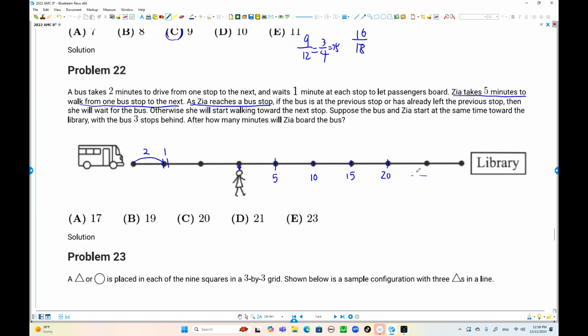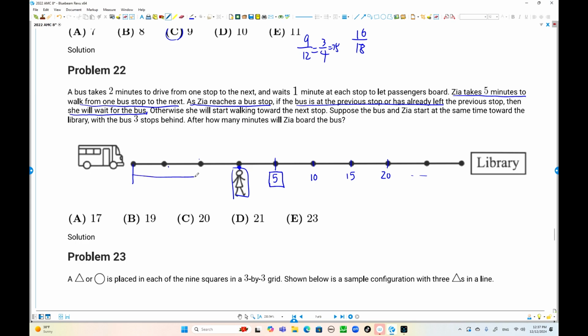But there's a rule. If the bus is at the previous stop or has just already left, then she will wait for the bus. She's not going to move, right? If Gia is over here and the bus is over here, but she saw the bus one stop before, she has to wait. That's the rule, okay? So we have to find out. First one.